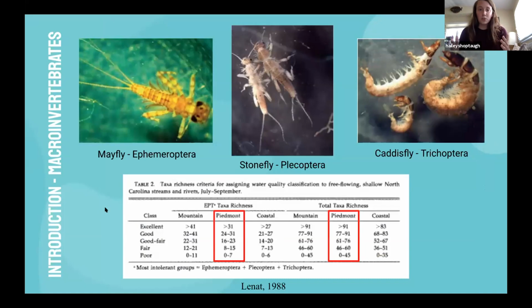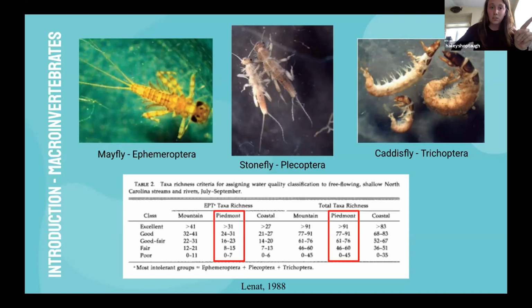So there are also a few different criteria that have been well established for using macroinvertebrates as bioindicators of water health. One of the most common ones is the EPT test, which looks at 3 different orders of macroinvertebrates, being the Ephemeroptera order, the Plecoptera order and the Trichoptera order. And that would be the three included in the EPT test.